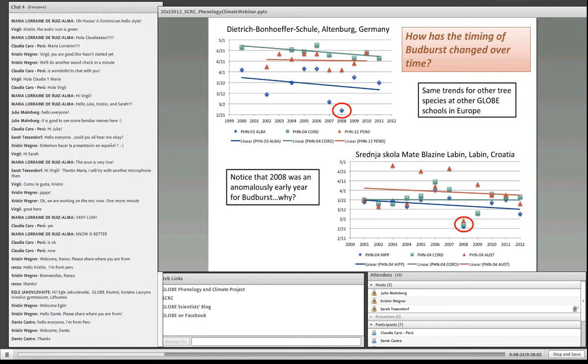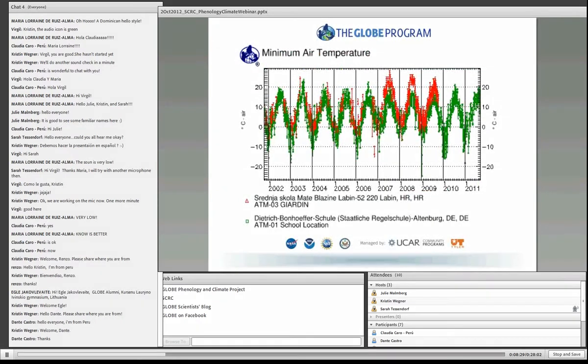And so I started to look at some of the other data for these schools. These schools also collected temperature data. I looked at their maximum temperature data and their solar noon temperature data and their minimum temperature data. And this is a time series plot of their minimum air temperature data. The green is the school from Germany and the red is the school from Croatia. And this is over about a 10-year period, including 2008.